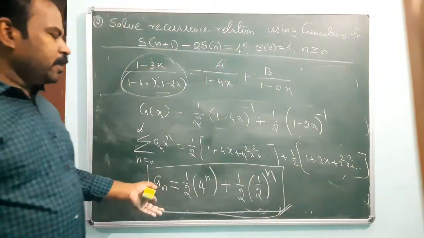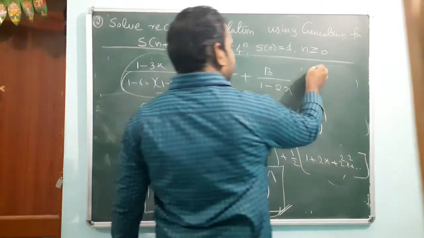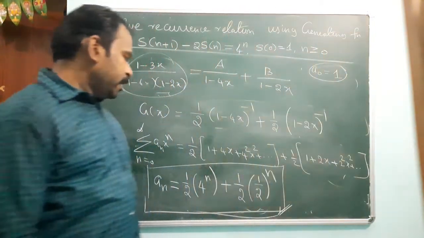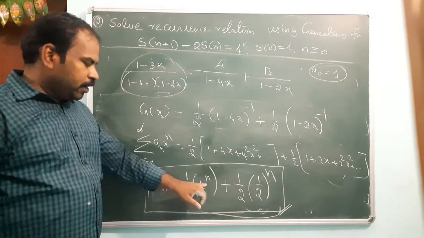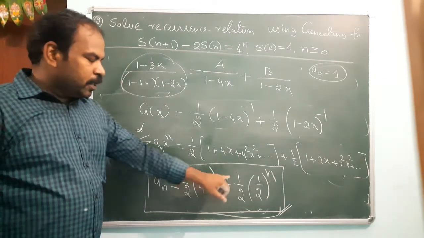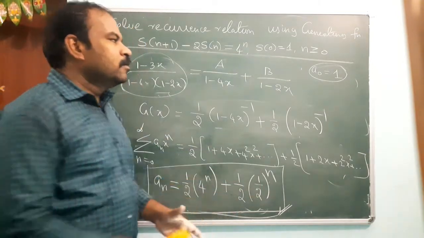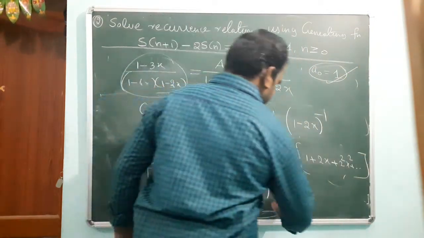Now we can verify the result using the given condition, a naught equal to 1. So substitute n equal to 0 here. 4 power 0 is 1, and 2 power 0 is 1. So 1 by 2 plus 1 by 2 is 1. So we get the condition, and our result is correct.